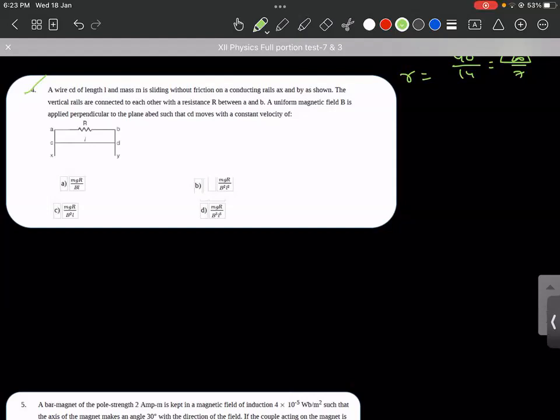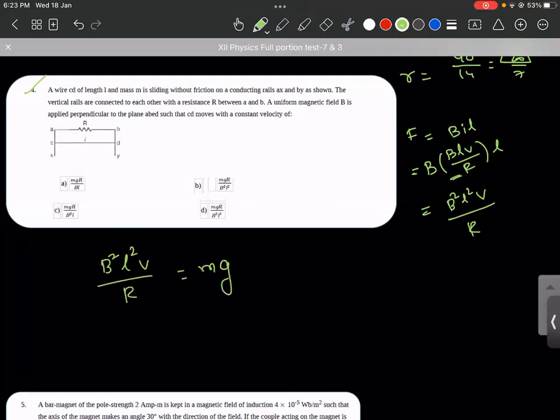EMF divided by the resistance. So B square L square V divided by R is the force. So B square L square V divided by R should be balanced by the weight of the object. So what will be the value of B? It will be mg into R divided by B square L square. Is there an option? Yes, option B. B is the right answer. Correct.